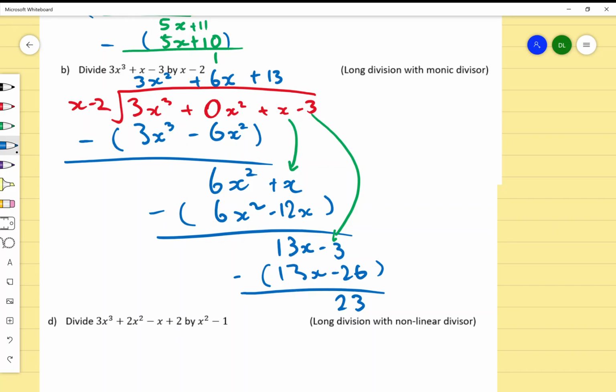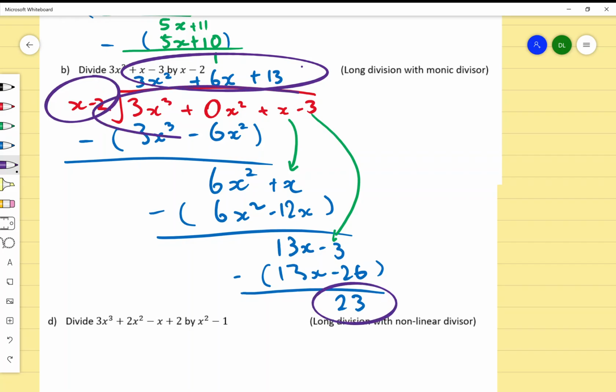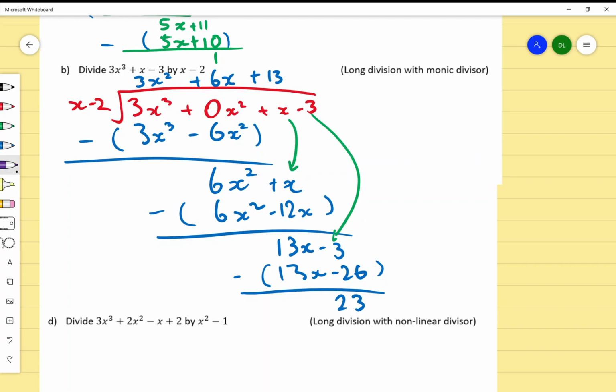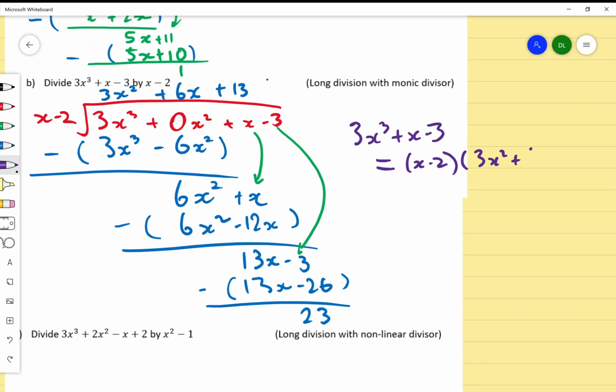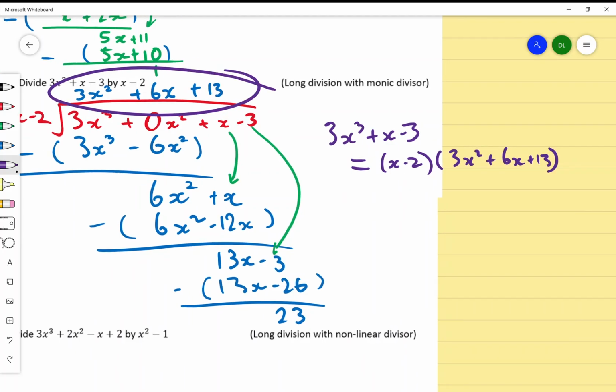No, I can't. So remember, this expression, multiplied by this expression, plus this expression, is going to give me that one. So I'm going to write that out in algebraic words. I'm going to write the original equation, 3x cubed plus x minus 3 is equal to x minus 2 times by 3x squared plus 6x plus 13. That's what we got over here. Plus 23.